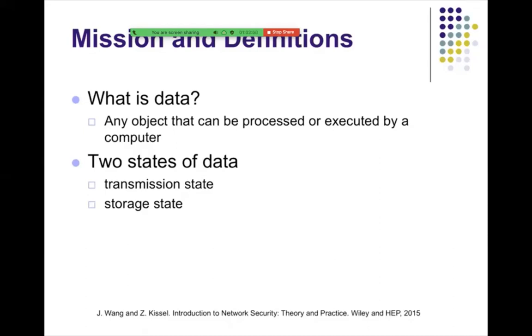So then data has two states. One is called the transmission state, which means that the data is in the network for transmission. So it flows from one router to the other. It starts from a computer, going to the next router, going to the next router, and so on, until it reaches the destination, which is a computer. So during this time, we say that the data is in the transmission state.